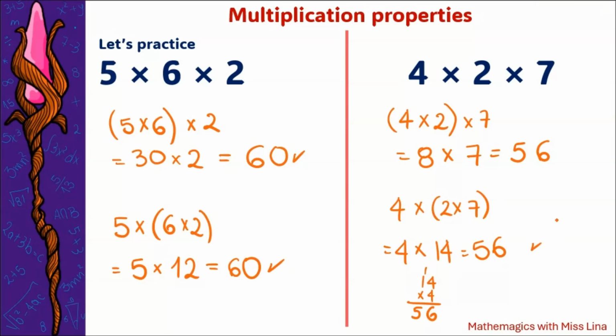Notice that this one was a little bit harder, the second way to do it. So that's why the associative rule is useful, because sometimes one order is easier than the other one, so you need to look for the easier one always.